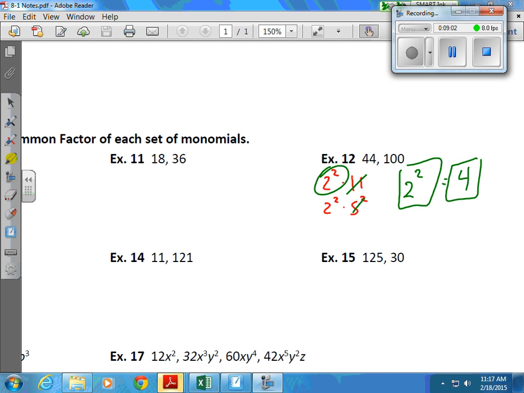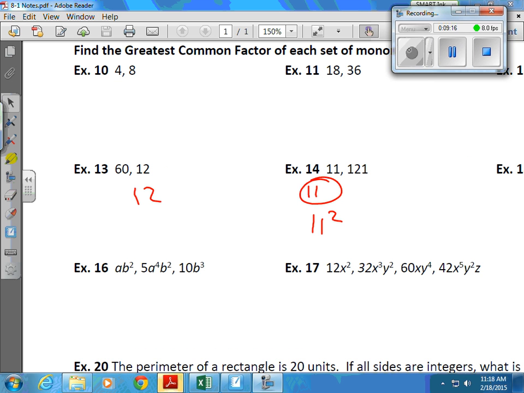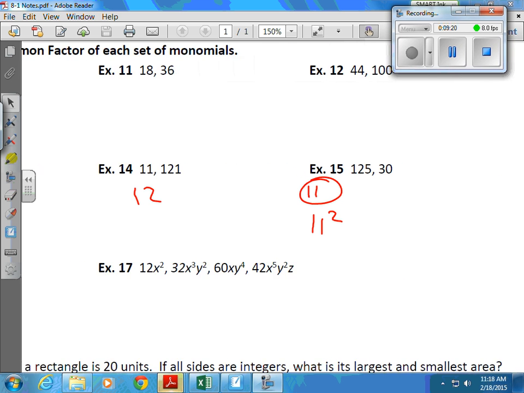4. 4 is the biggest number that will go into 44 and 100. 2 does, but so does 4, and 4 is bigger. We're looking for the greatest common factor, the biggest number that will go into both of them evenly.